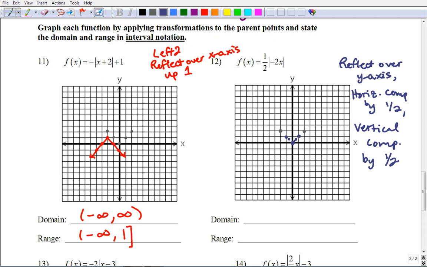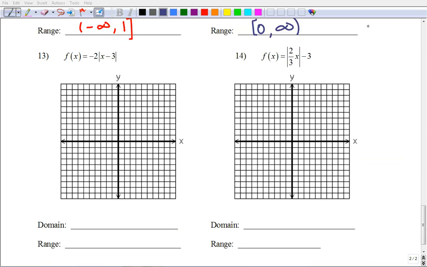So it's just a little tiny graph, and actually it's going to look like it's in the exact same spot, but I can see that my points have been squished in vertically and horizontally. It is compressed. So for the domain, my domain is the x values. It will keep going out to each side forever, so it's negative infinity to positive infinity. And then my range, my smallest y value is 0, and we include that because it's a closed point, and it goes up to positive infinity. All right, we have two more problems to do together.